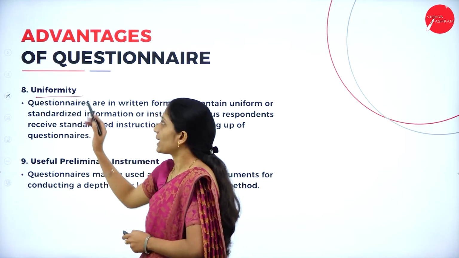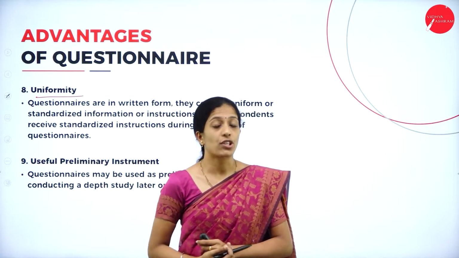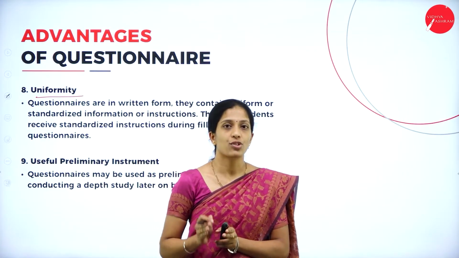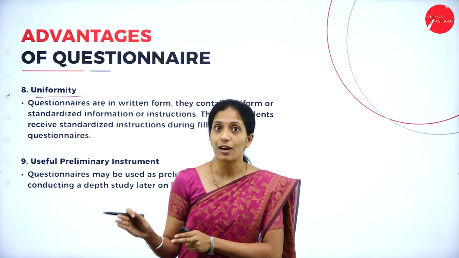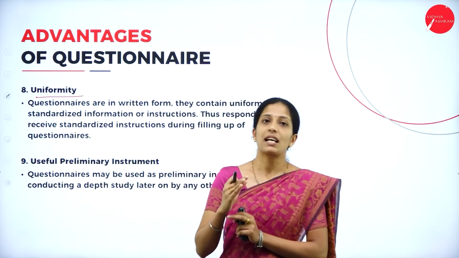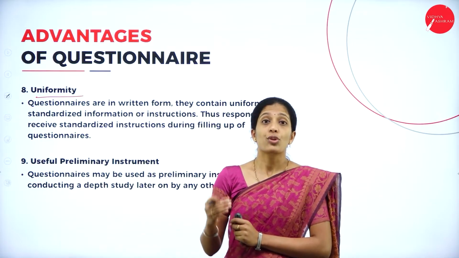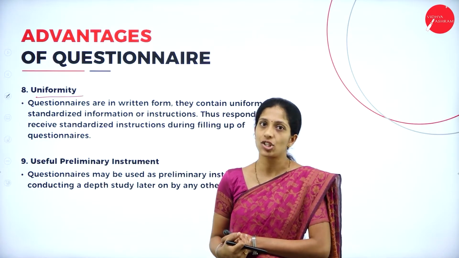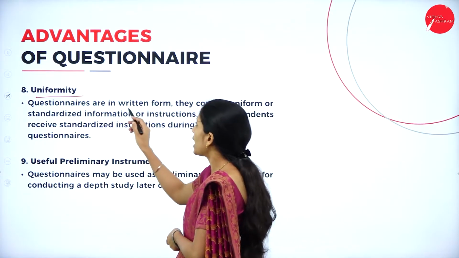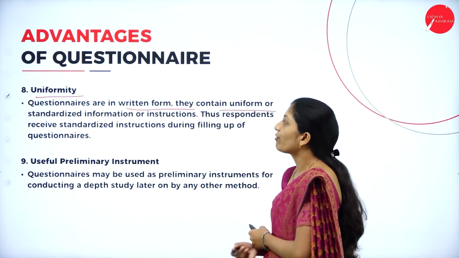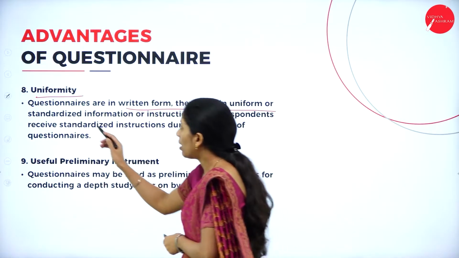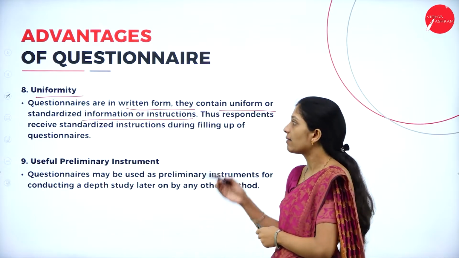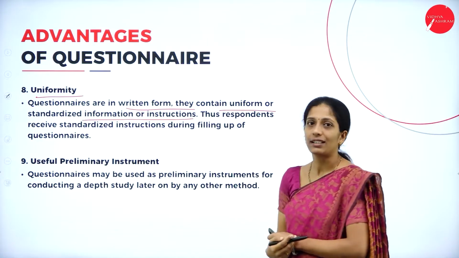Next one is uniformity. I have already told you all the questions in the questionnaire have to be sequentially arranged and in the same order. So one questionnaire will not be different from another. So what happens here? There occurs a uniformity. So it helps the researcher to analyze as well as interpret at the end of the research activity. Questionnaires are in written form. They contain uniform or standardized information or instructions. Thus, the respondents receive standardized instructions while filling the questionnaire.